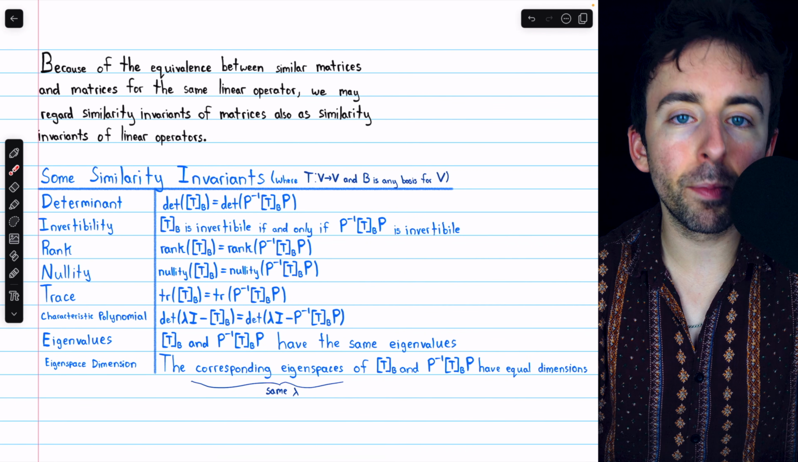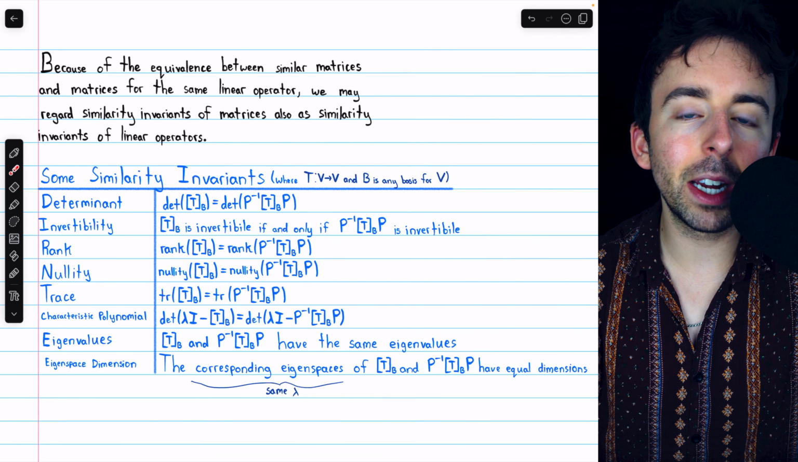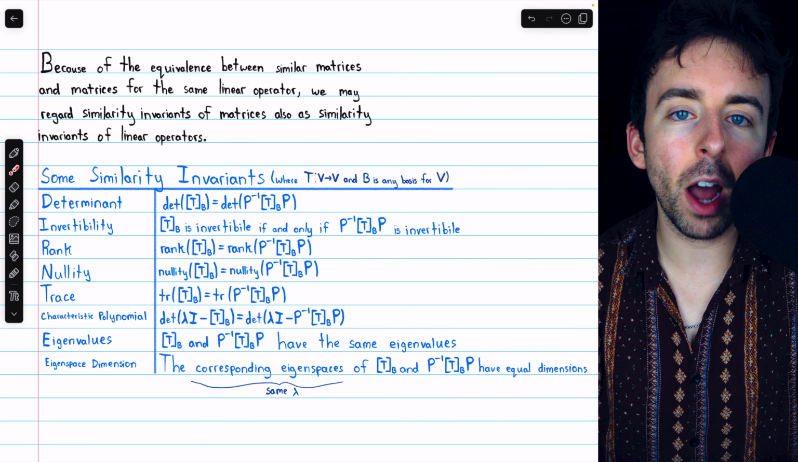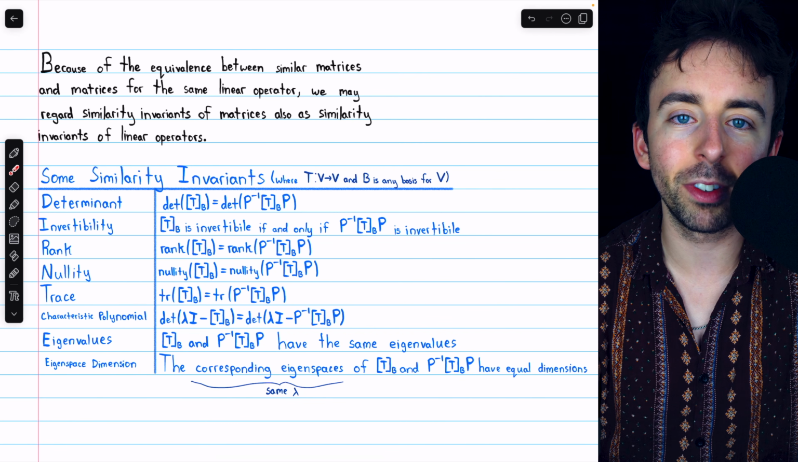And now we can make a pretty big generalization in terminology. Previously, you might have said that the determinant of a linear operator doesn't make any sense, because determinants are defined on matrices.